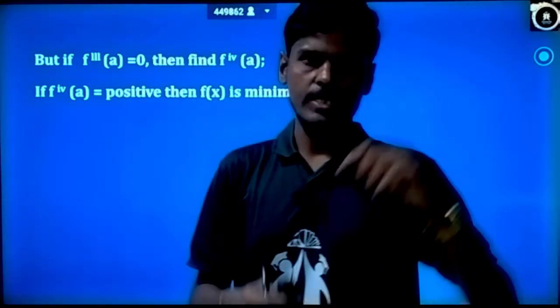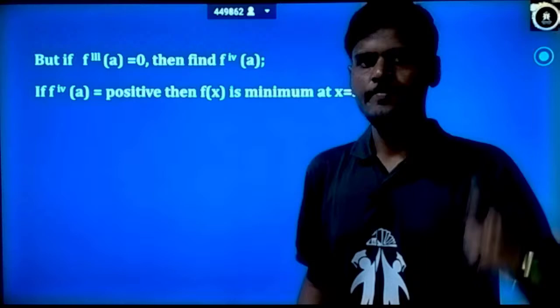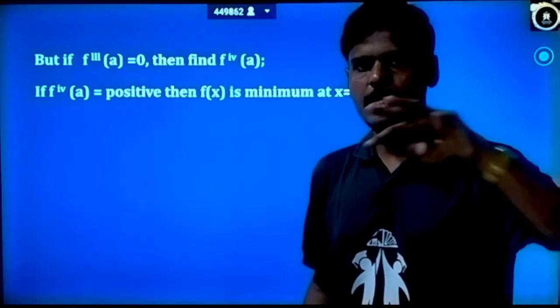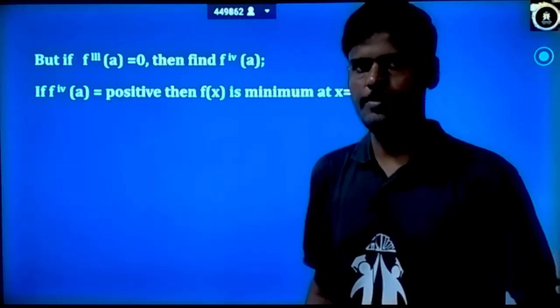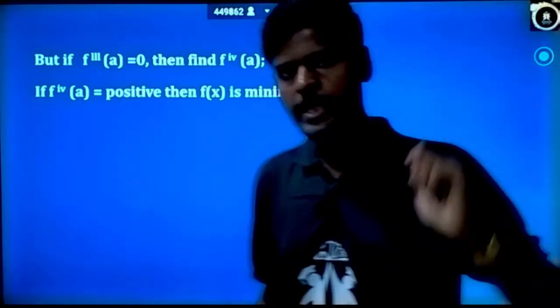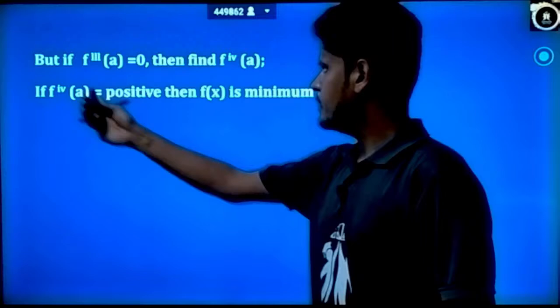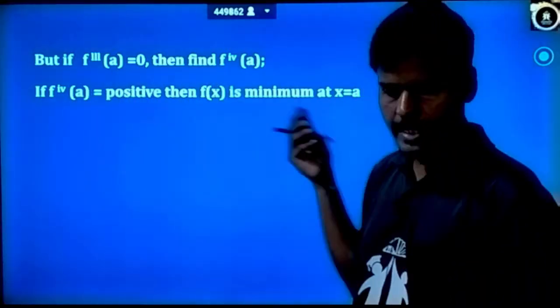So if second derivative is 0, then we go to third derivative test. Then if the third derivative is non-zero, it means that point is not a maximum or minimum value. If it also becomes 0, then we will go to the fourth derivative. Then if the fourth derivative is a positive number, then again minimum.